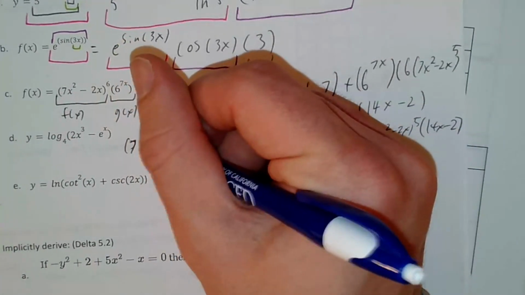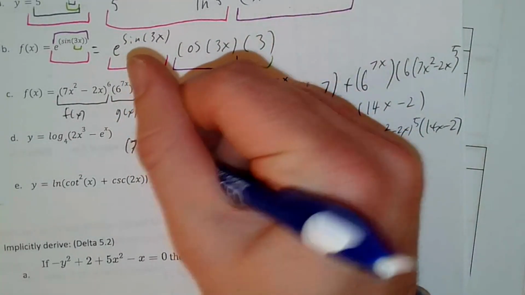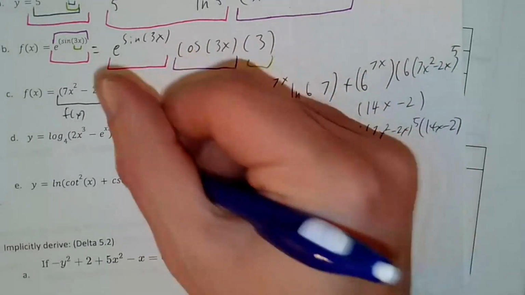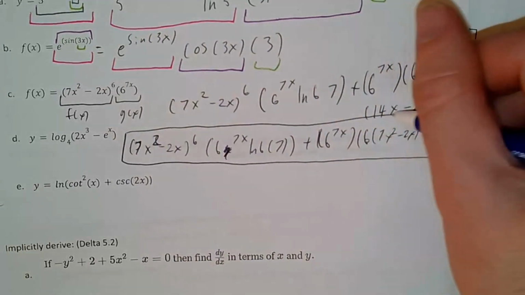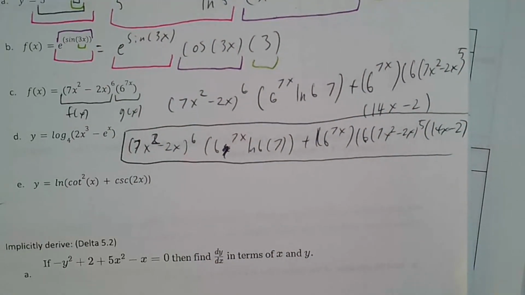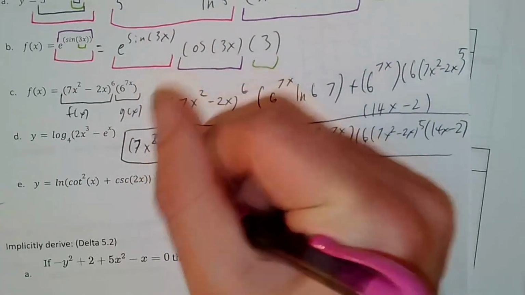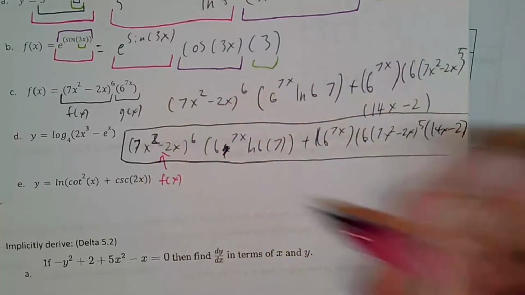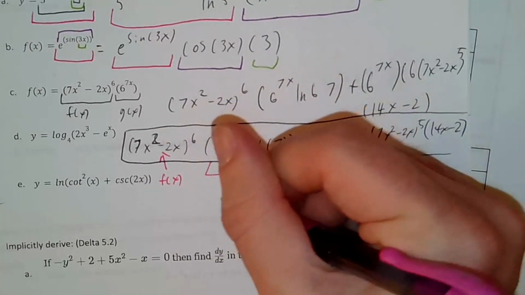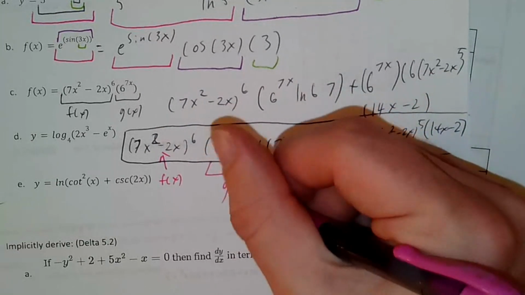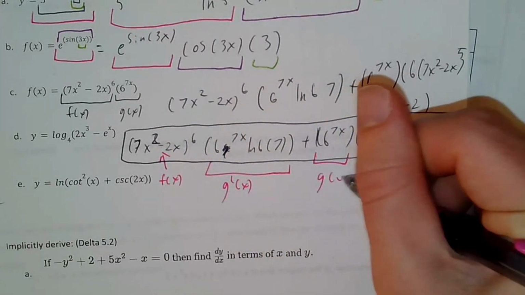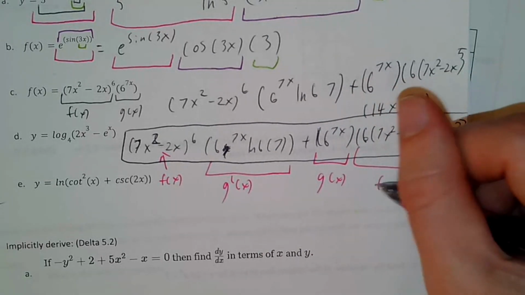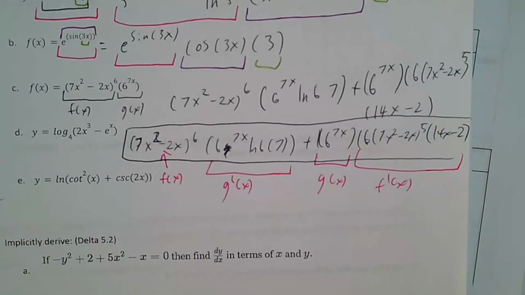This is a square right here. This is the final answer right here. And if you're confused about how I got these values, I'm going to go ahead and label them. This is f of x. This right here is g prime of x. This is the g of x. And this whole thing here is the f prime of x. Okay.